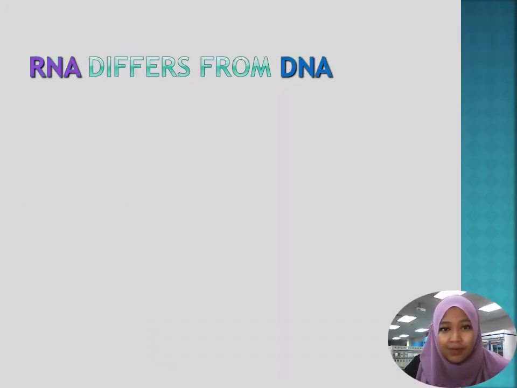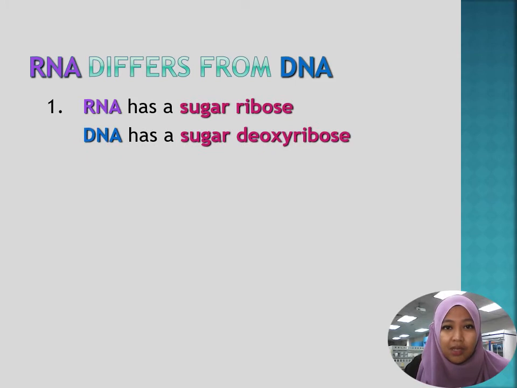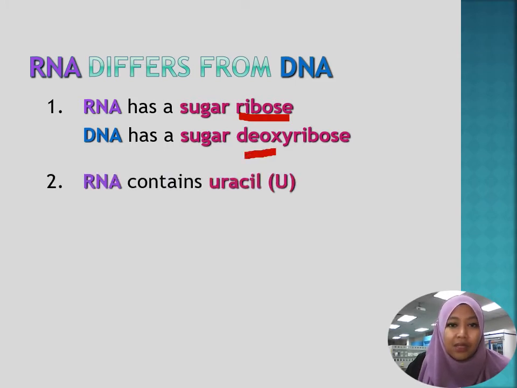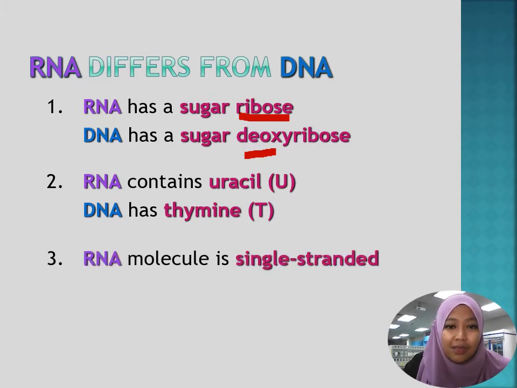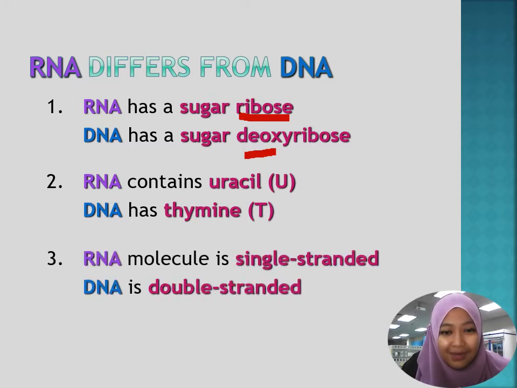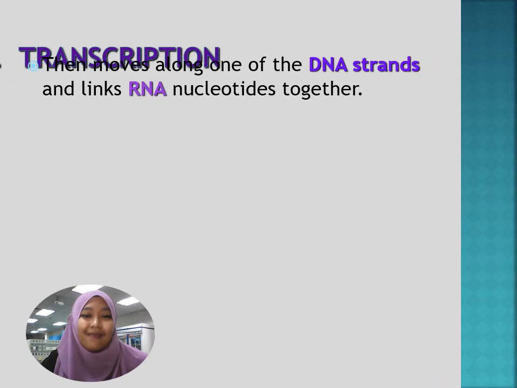Next, how does RNA differ from DNA? I think you already know about this, but I will just go through it. In terms of sugar, they are different. RNA has ribose, while DNA has deoxyribose. RNA contains uracil, DNA contains thymine. RNA is single-stranded, DNA is double-stranded. This is the picture of RNA and DNA.